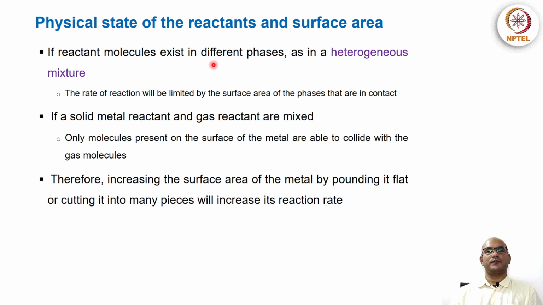If the reactant molecules exist in different phases, as in a heterogeneous mixture, the rate of reaction will be limited by the surface area of the phase that is available for contact. For example, if a solid metal reactant and a gas reactant are mixed, only the molecules present on the surface of the metal are able to collide with the gas molecules, because the molecules inside are not accessible to the gas. Therefore, increasing the surface area of the metal by pounding it flat or cutting it into many pieces will increase the reaction rate, because now we have more surface area available for the reactions to take place.